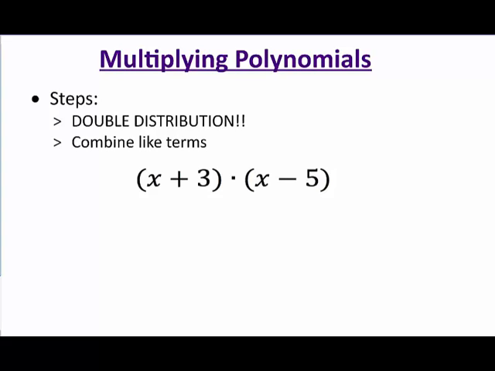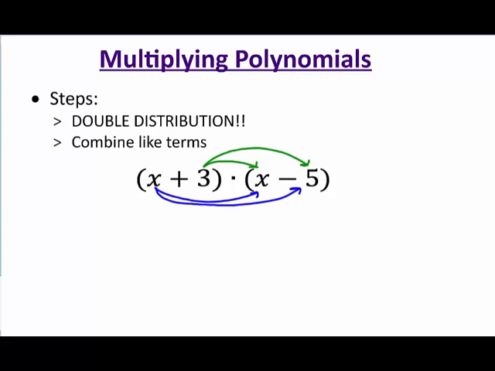Now on to multiplying polynomials. The first thing that we have to do when multiplying polynomials is double distribute. That means I'm going to be distributing my first set of parentheses to my second set of parentheses. I can do this by using arrows to help me. So that 3, I'm going to distribute it to the x and the negative 5. And the x, I'm going to distribute to the x and the negative 5 also.